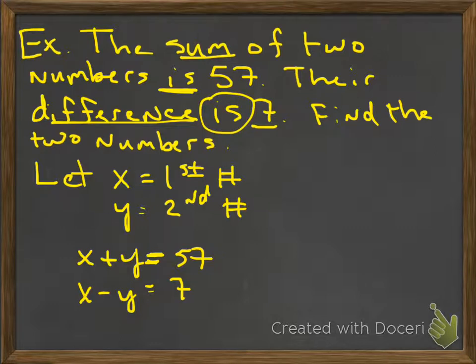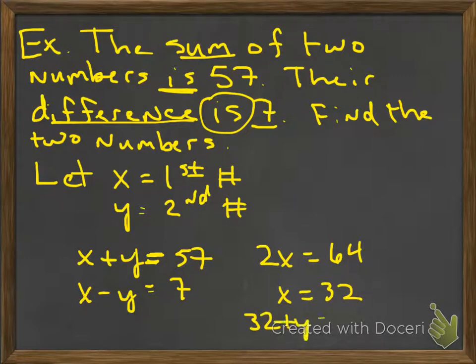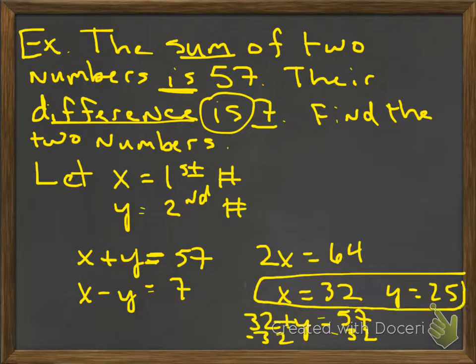Now this is simple elimination. The y's would cancel out. 1x plus 1x is 2x. 57 plus 7 is 64. Divide and you get x equals 32. You can put that into either equation and solve. I went ahead and put it in the top one and subtracted 32 to get y equals 25. And you can check it: 32 plus 25 is 57, and 32 minus 25 is 7. So there's your answer. Very simple equation.